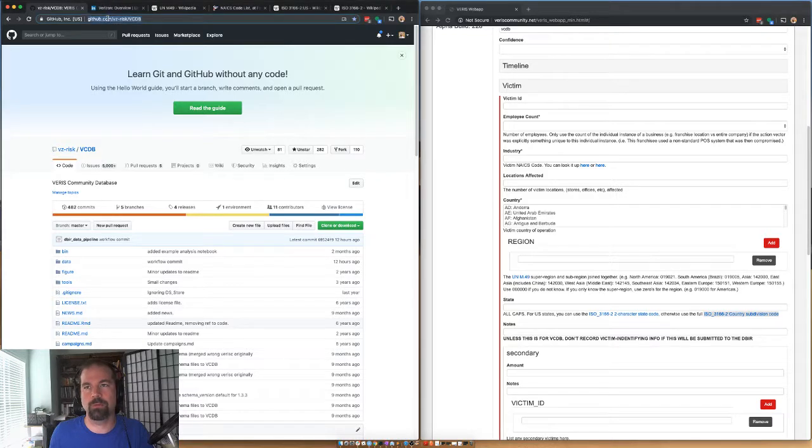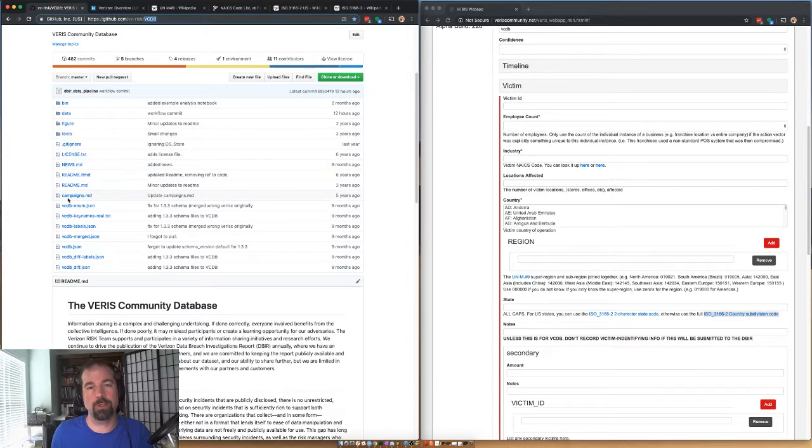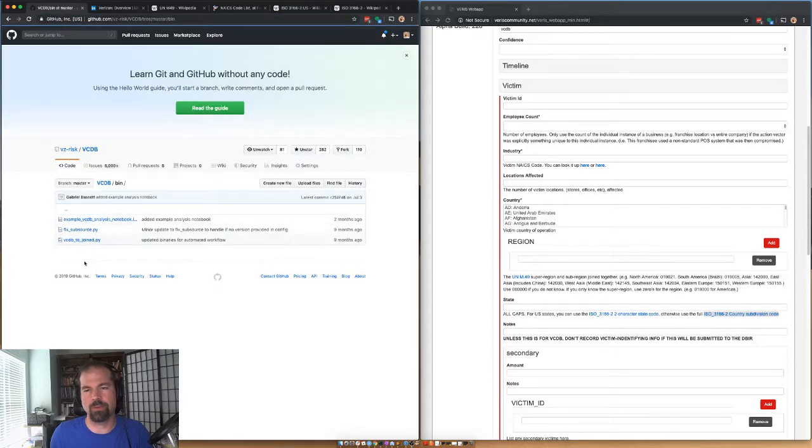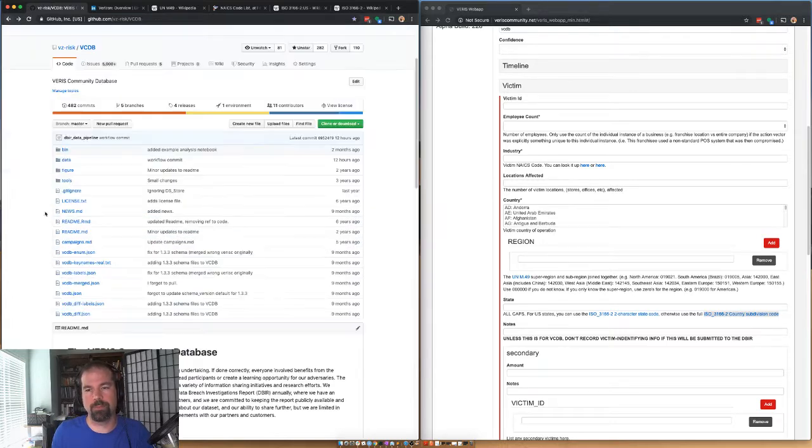In fact, if you want to see it yourself, you can see it at VCDB. We have both the schema we use. The schema is an expansion of the VERIS schema. VERIS is a JSON schema we use for encoding breaches in a structured way. It also has a couple other things in here. I don't think there's much in the bin, a couple of minor scripts to fix stuff. Most of the stuff is in the data.